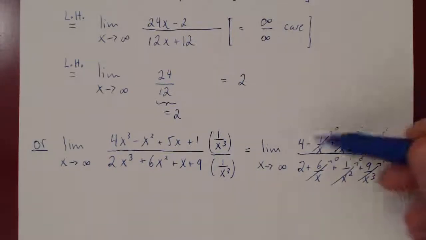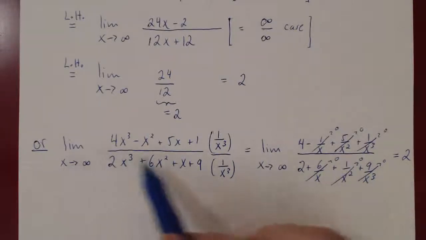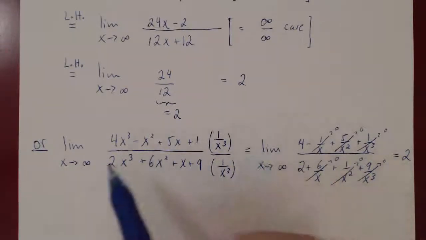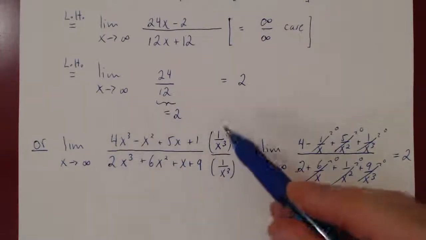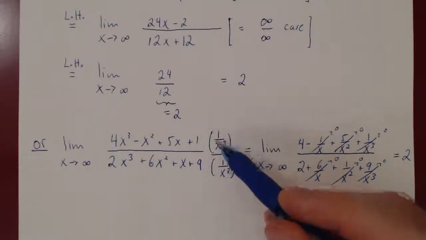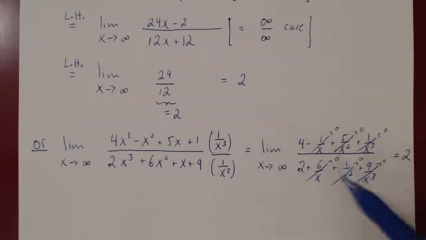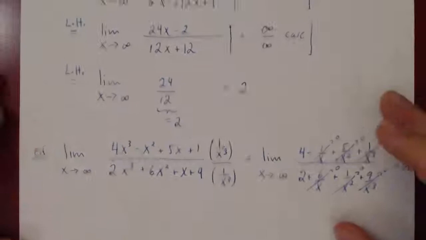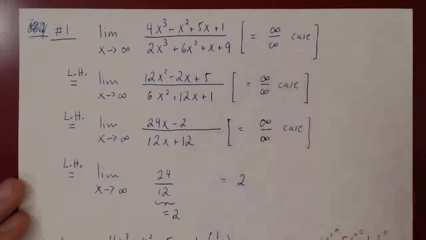And we were left in the end with a ratio of 4 over 2, which we know is equal to 2, as we had obtained with L'Hopital's rule. But look at how much slicker this is, right? This is really, really slick. We had the limit, infinity over infinity, multiply top and bottom by 1 over the dominant term, the largest power of x, one line, and we get to the answer. Whereas with L'Hopital's rule, it was quite a bit of work.